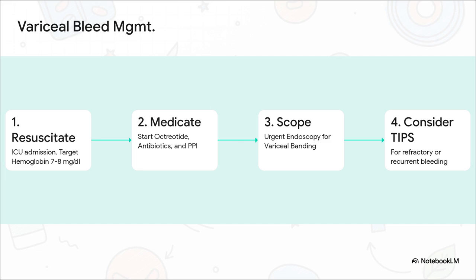Second, I'm starting medical therapy: octreotide, prophylactic antibiotics, and a PPI. Third, arrange for an urgent endoscopy to get those varices banded. And if the bleeding still persists, a TIPS procedure would be the next step.